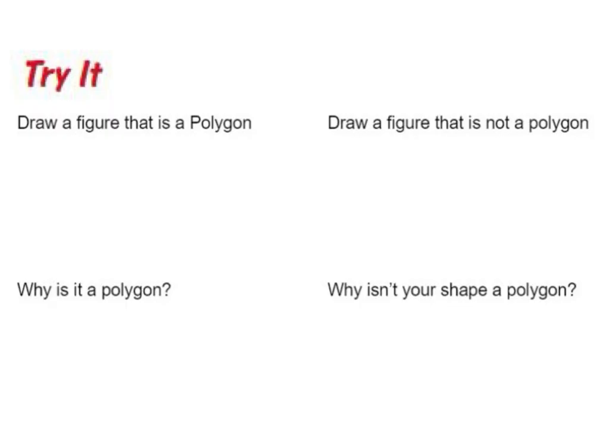So based off of that, you try it. Draw a figure that is a polygon, draw a figure that is not a polygon, and then answer why is it a polygon and why isn't it a polygon. So answers here will vary. Obviously, you probably chose to draw different polygons. Here's my polygon. Why is it a polygon? Because it has 4 line segments to create my shape.